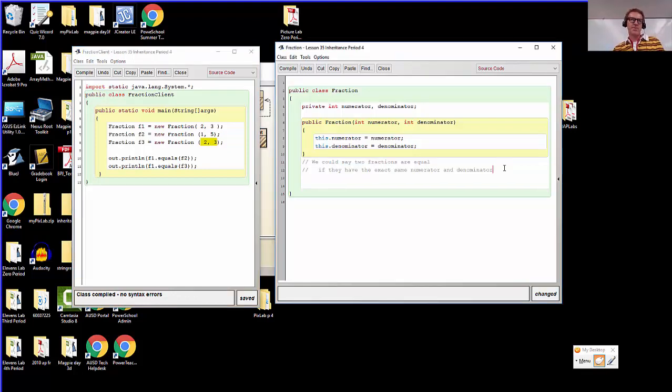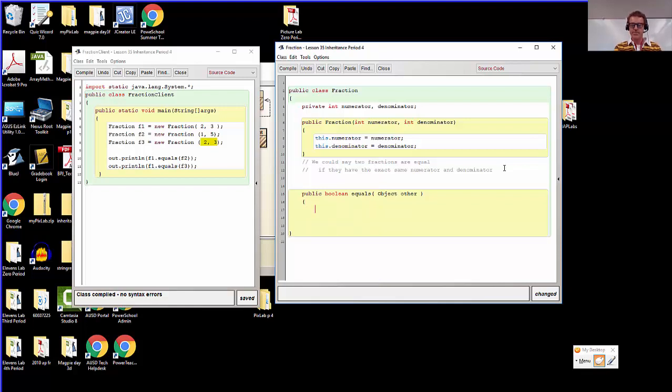Just like when you write the toString method, you know what the signature is. Public String toString. When you write an equals method, it's always, always, always the same signature. Public boolean, going to return true or false. True if they're equal, false if they're unequal. Public boolean equals. Now comes the funny part. Object other. Okay.